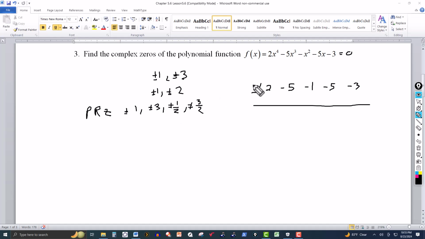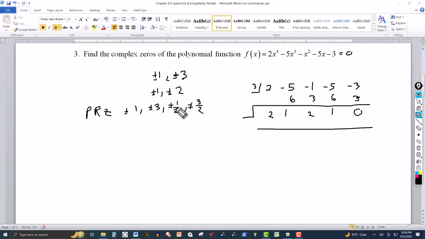So I tried a 3 here, brought the 2 down, and then multiply 3 times 2 is 6. Add, I got 1. 3 times 1 is 3. Add, we get 2. 3 times 2 is 6. Minus 5 and 6 is 1. 3 times 1 is 3. Bring it over. I got a 0. So that tells me that the remainder would be 0, which means that 3 generates the factor of x minus 3, or another way to say it is 3 is a zero of that polynomial. Then you would try it again in case it repeats, but it doesn't.